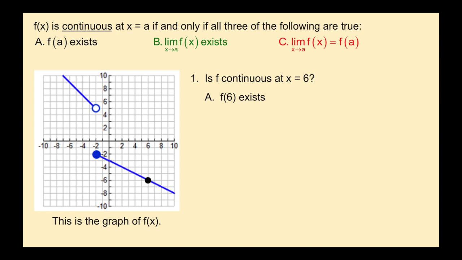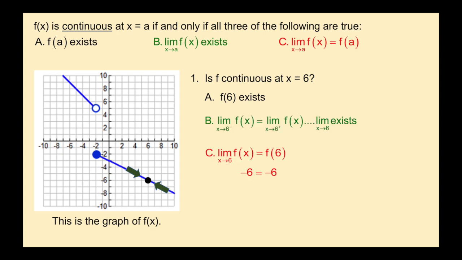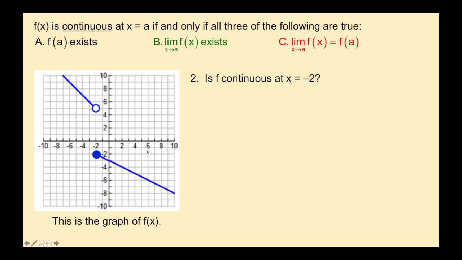For part B, I'm looking at the limit. And again, I have to look at the left and the right sides. As long as they're going to the same value, that means that the limit exists at that particular point. For part C, I'm going to figure out, does the value that I would get for part A and the value that I get for part B match? Since these do match, that's going to indicate that this one is going to be continuous at x equal to 6.